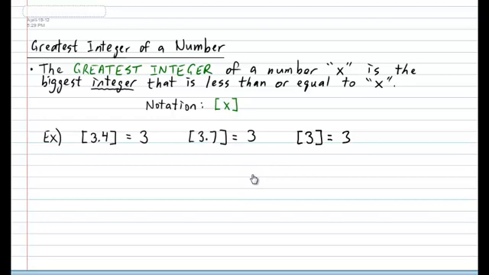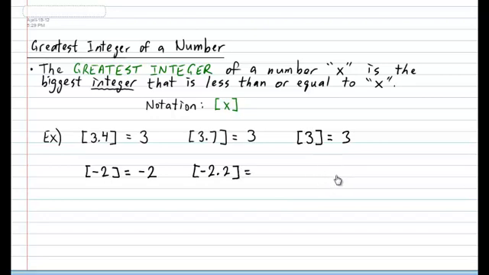Let's try another one. Same question. What's the greatest integer of the number -2? Which whole number comes closest to -2 without going over -2? Well, that would be -2 itself. Let's keep going. Let's try another one. Same question. What's the greatest integer of the number -2.2?